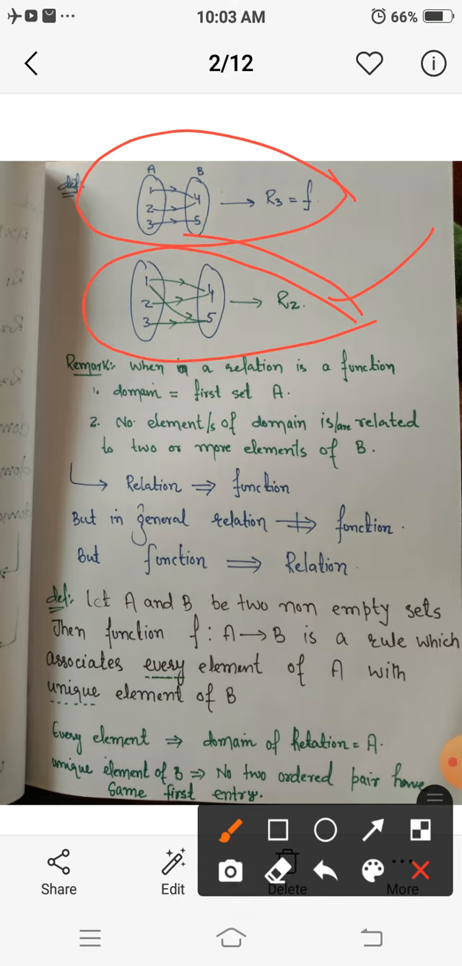So in general, when these two things happen, as the domain equals the first set and no element of this first set is related with two or more than two elements, then we say that the given relation is a function. But in general, a relation does not imply a function, but a function is always a relation. So let us define what is a function.